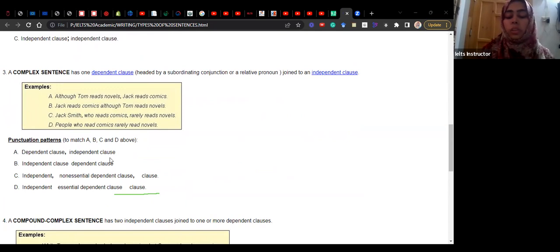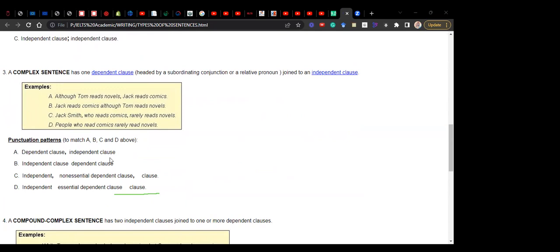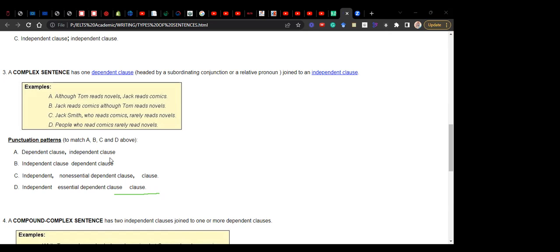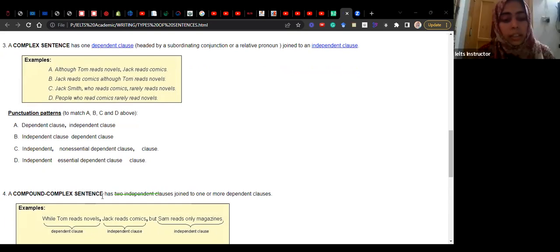All right, so the combinations can be different, but always in a complex sentence there will be a dependent clause and an independent clause. So the basic difference between the compound sentence and complex sentence is that in a compound sentence there are two independent clauses, whereas in the complex sentence there is one dependent clause and one independent clause. I hope you have got the main idea of the difference between these three types of sentences. There is another type that is called the compound complex sentence, and it is a combination of independent and dependent clauses.